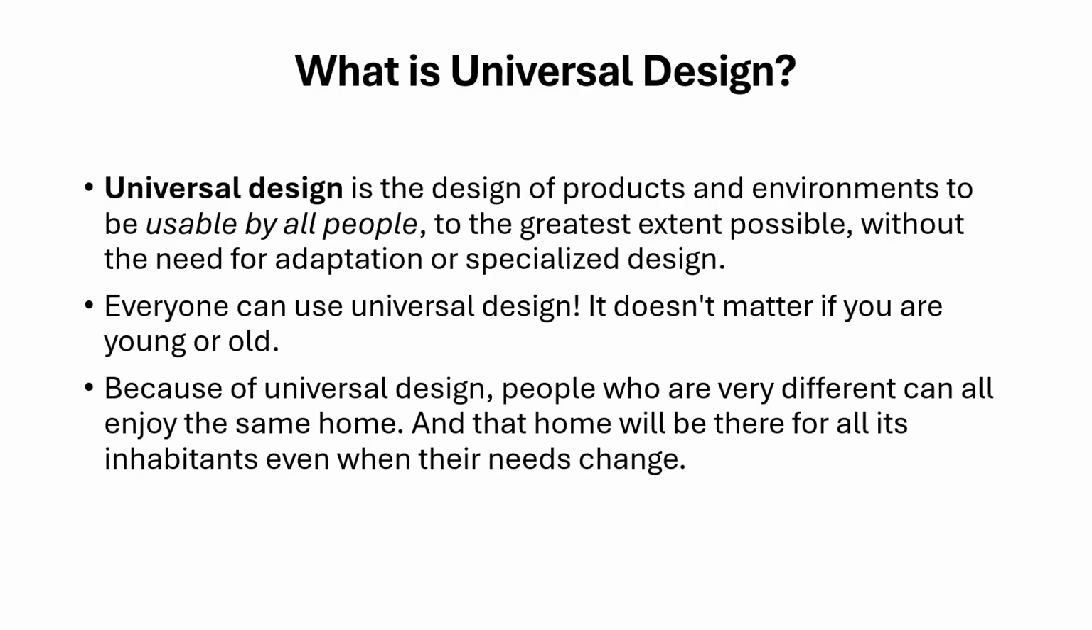And because of universal design, people who are very different can all enjoy the same home. And that home will be there for all its inhabitants, even as their needs change. And if you know of anyone who's fallen disabled later in life or has a mother or father that then needs that extra supportive housing, and you've tried to renovate a house, it is not easy to do. So why would we not just start building everything out there following the UD format so that regardless of what happens in life, the unit works?